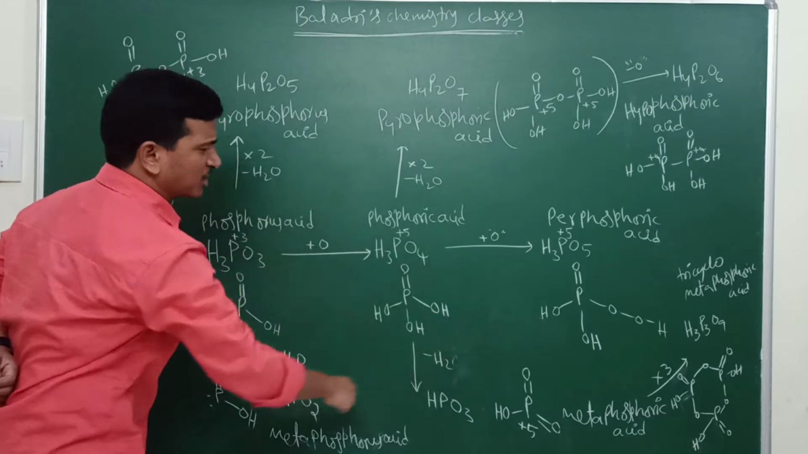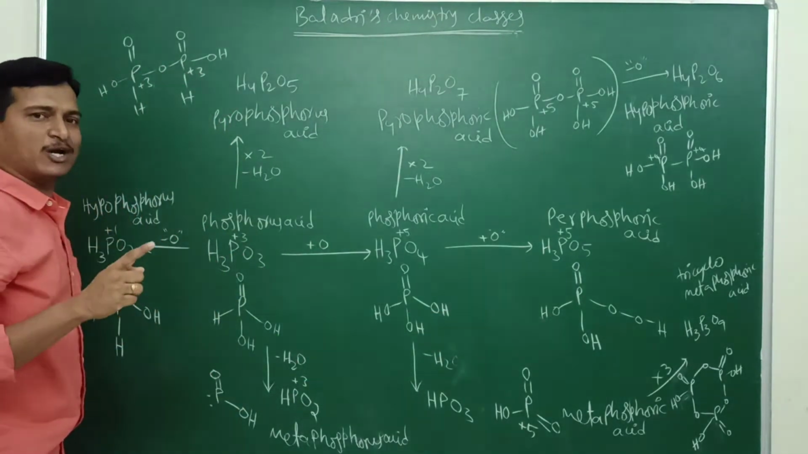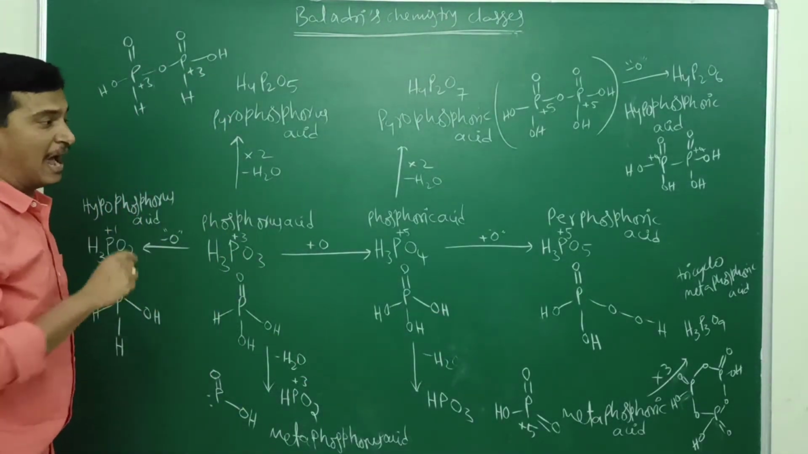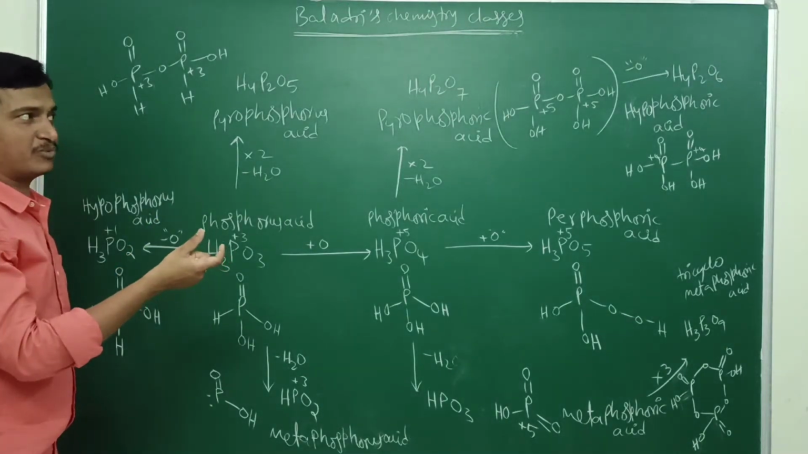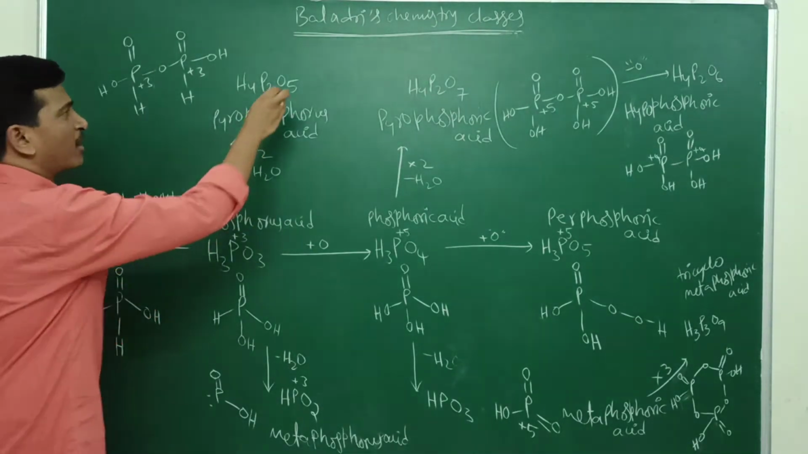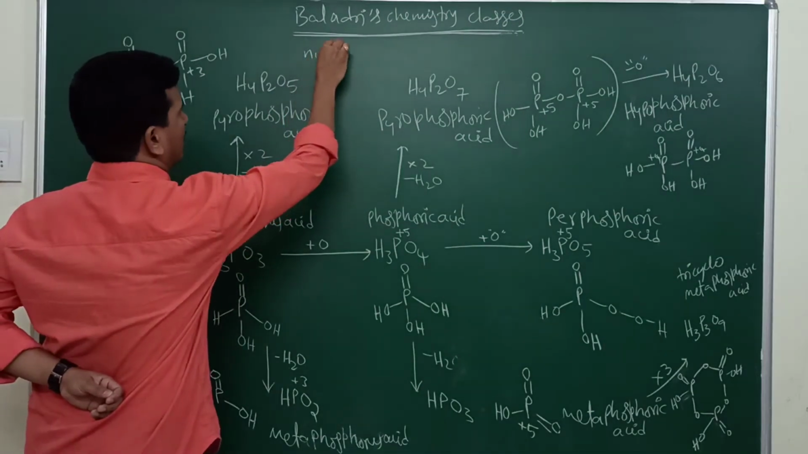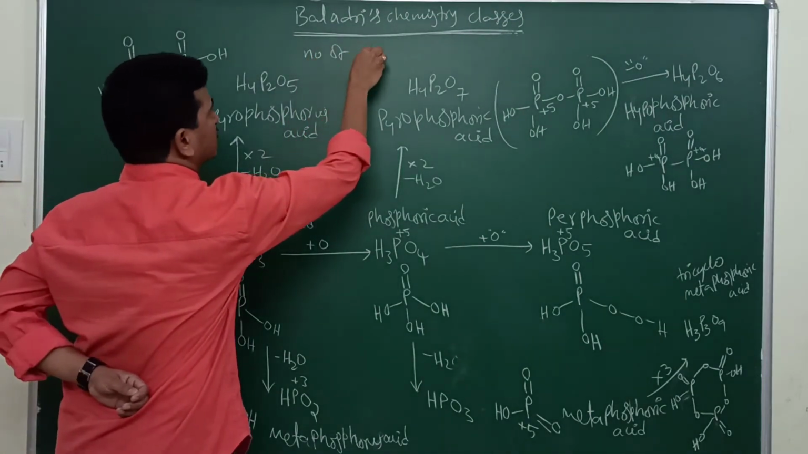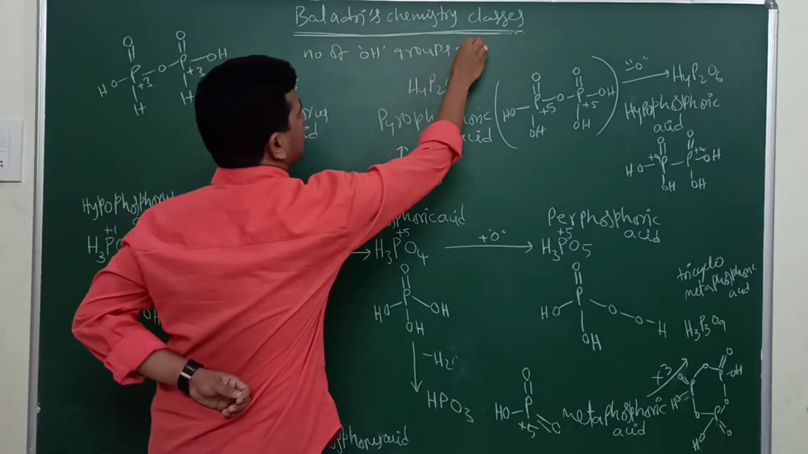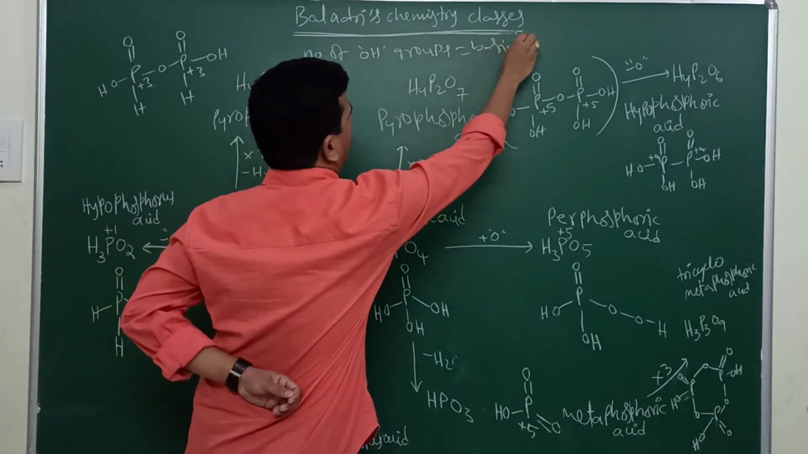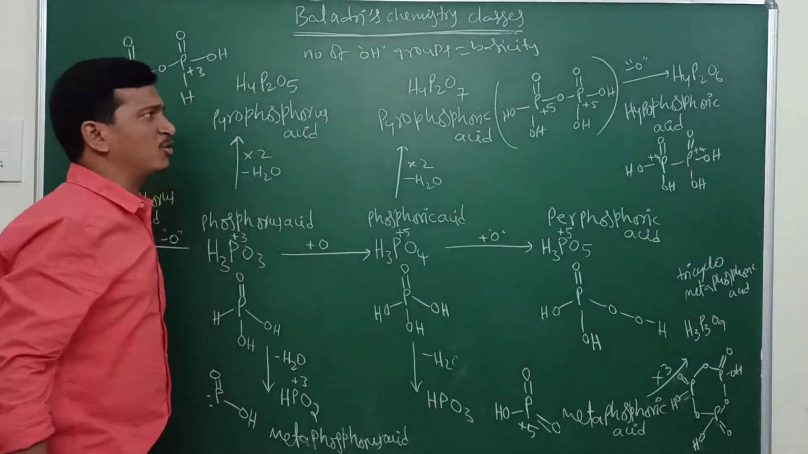In all these phosphorus oxyacids, phosphorus undergoes sp3 hybridization. And different oxyacids of phosphorus will have different basicities. Okay, now we can say that the number of OH groups present in that acid is equal to the basicity of that acid. Number of OH groups present in that acid is equal to basicity.